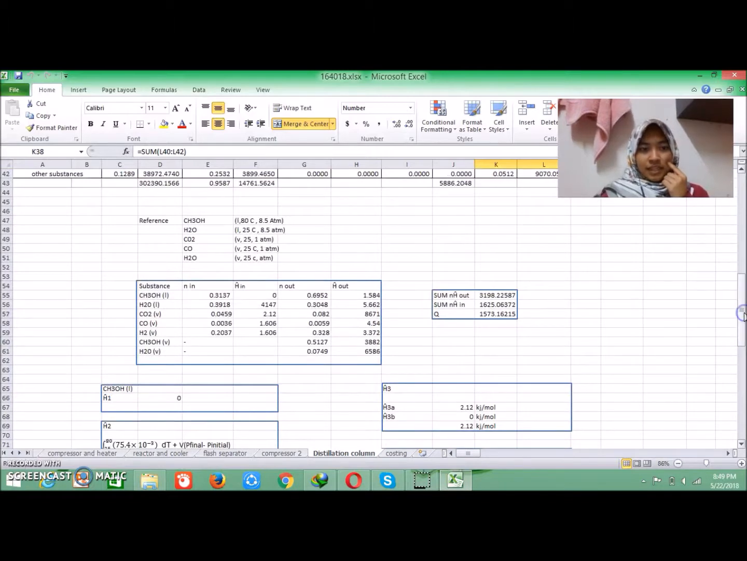For this energy balance, we need to calculate the amount of heat for this reaction that happened in this distillation column. So I use reference methanol as liquid at 80 Celsius and 8.5 atm, and water as liquid at 25 Celsius at 8.5 atm, and carbon dioxide, which is vapor, at 25 Celsius and 1 atm, and carbon monoxide in vapor form at 25 Celsius and 1 atm, and this is not included.